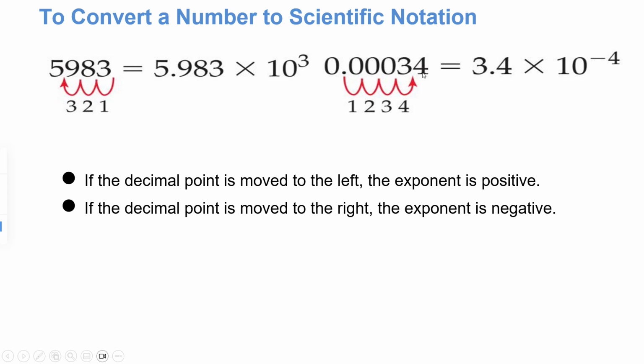But we have to indicate that we have moved the decimal. And the way that we hold that value is by doing times 10. And since we moved the decimal to the right, we have to say -4. So if the decimal is moved to the left to convert it to scientific notation, the exponent's positive. If it's moved to the right, the exponent's negative. Another way to think about this is if it's a big number, it's going to have a positive exponent. If it's a super tiny number, it's going to have a negative exponent.